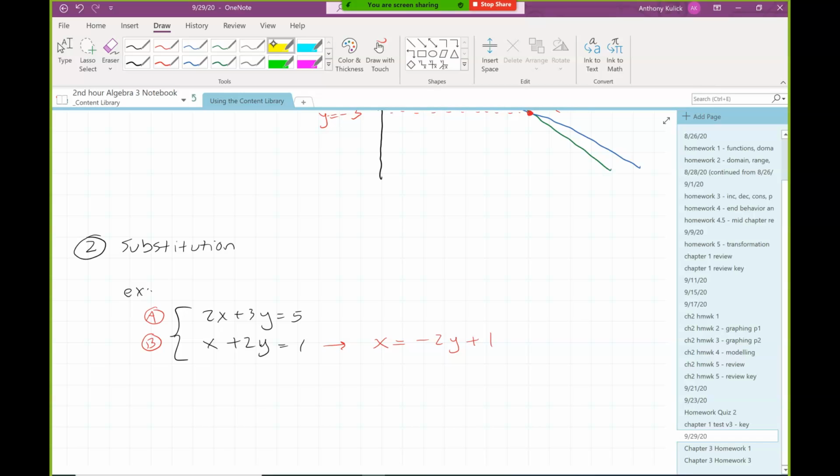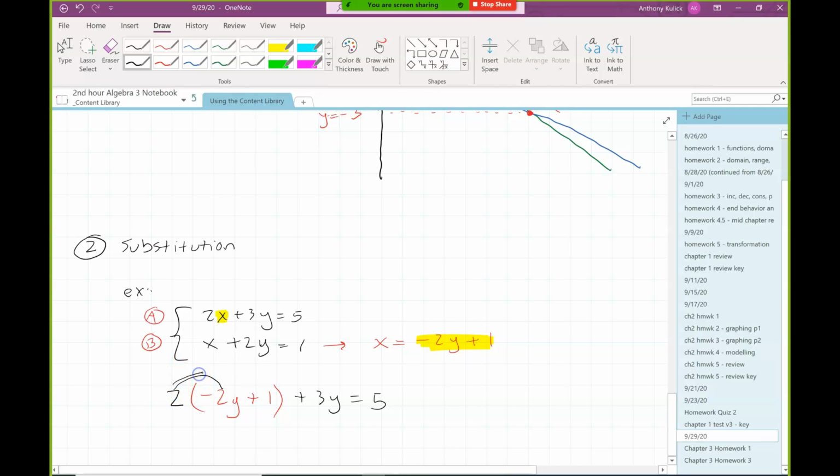Now, since I know that x is equal to negative 2y plus 1, I'm going to replace the x in equation A with what x is equal to. So I'm going to rewrite equation A, but instead of x, I'm going to put negative 2y plus 1. And if you look, the equation that I'm left with now has just one type of variable in it. It just has y's. This we can solve for directly.